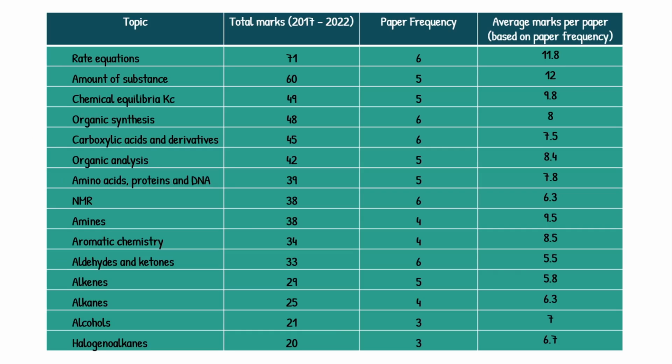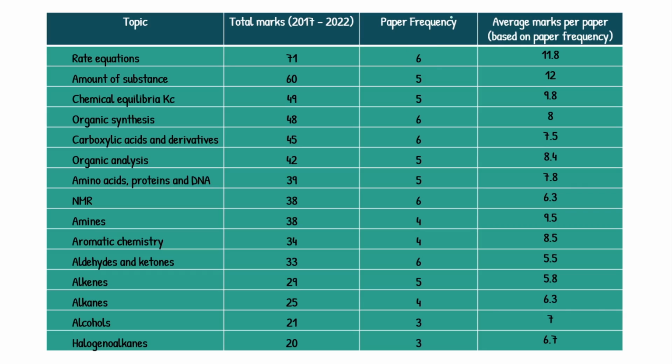All right, here we are, juicy stuff before we move on to the paper breakdown. So in my paper 1 video, I ordered it based on the average marks per paper based on paper frequency. I have decided to change that this time and order it based on total marks just to put that into perspective. I've also included the paper frequency so you can see how many times it comes up. Obviously 6 is the highest possible value here because there's only been 6 papers from 2017 to 2022.